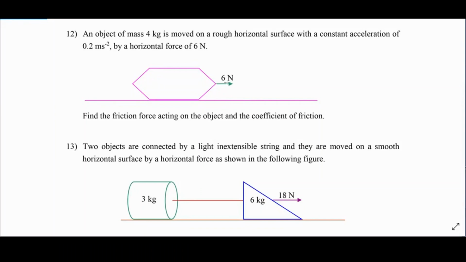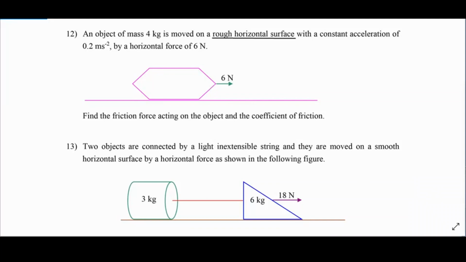It has frictional force. That's the meaning. Rough horizontal surface means friction forces are acting on the object. With a constant acceleration of 0.2 meters per square second, by a horizontal force of 6 Newton. So, what are the given data?